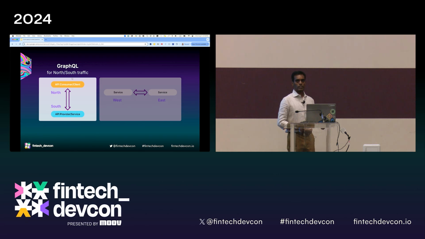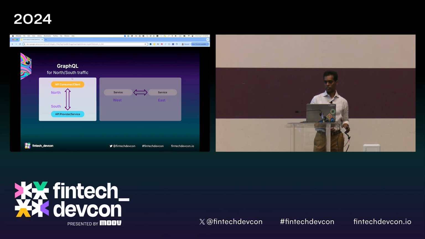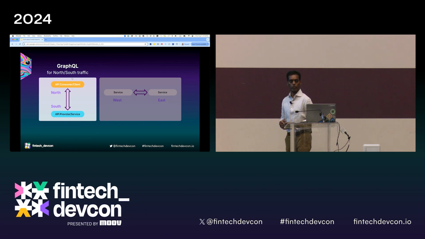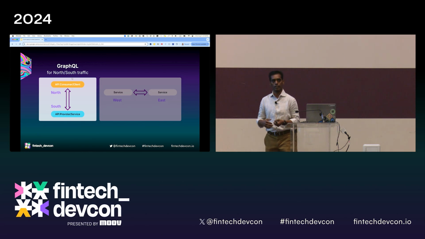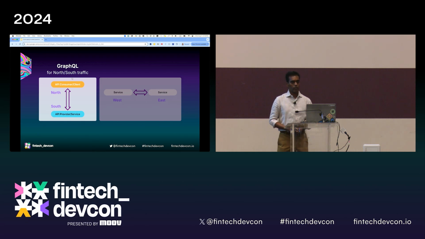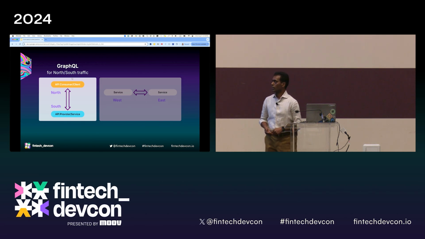The north-south versus east-west traffic that we just talked about also plays a major role in deciding whether you want to use GraphQL or REST or gRPC APIs. Let's talk about the north-south communication. For north-south traffic, GraphQL was a clear winner for our use cases.